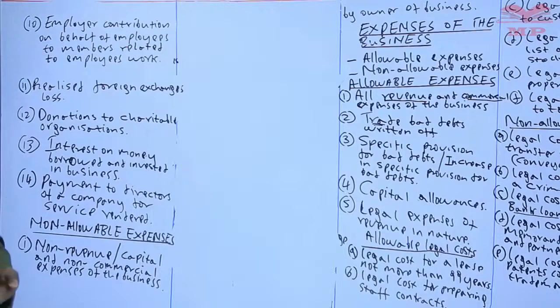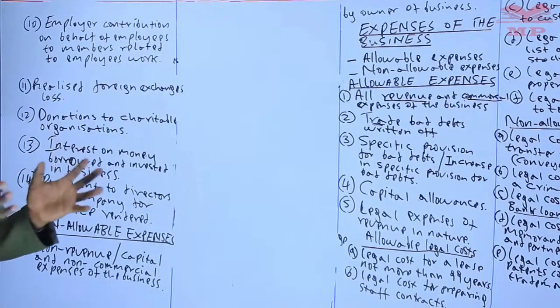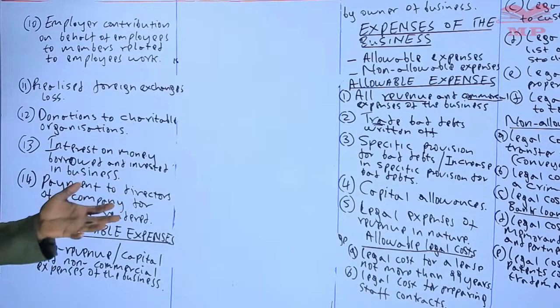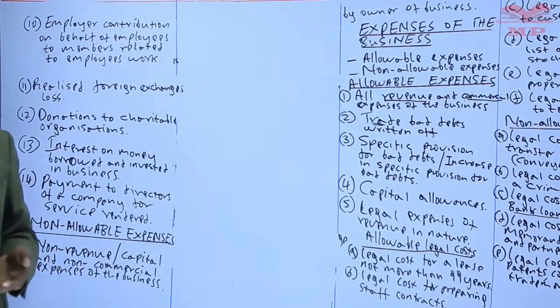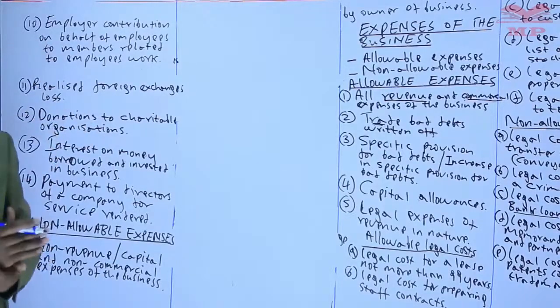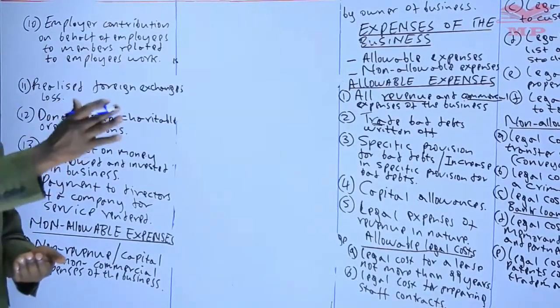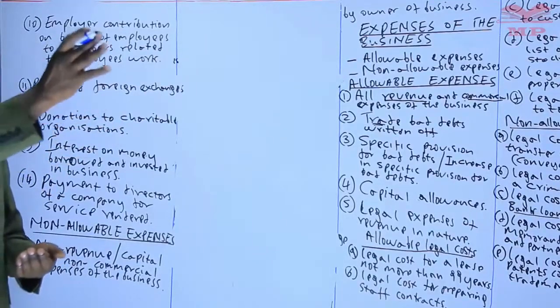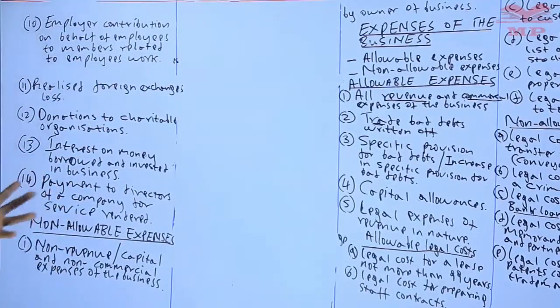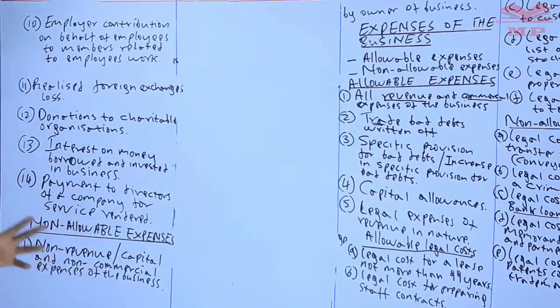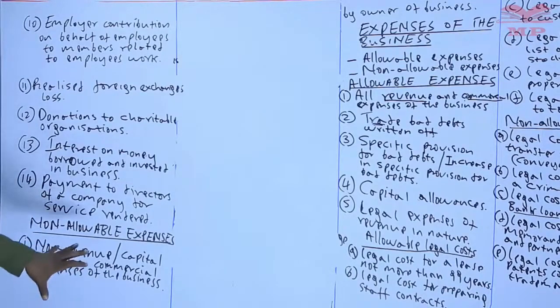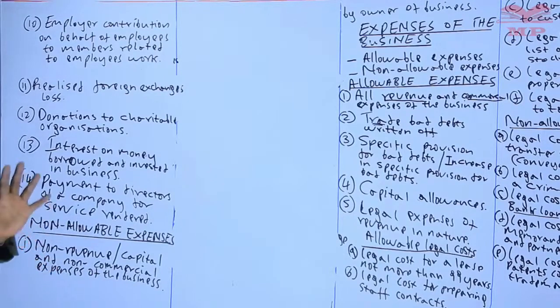The other one is non-commercial. Non-commercial, we said these are expenses which are not related to the business activities. A good example, we said, private expenses of the owner, like rent expenses of the owner at home, electricity expenses of the owner at home, salaries and wages to the house help, gardeners at home. These are usually not allowable because they are not commercial, they are not business related. So any expense that you come across that is non-revenue or capital, that is non-commercial, know that that is not supposed to be an allowable expense.